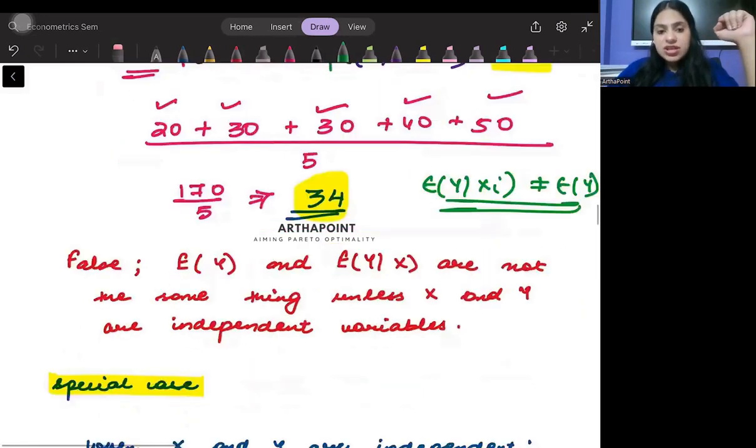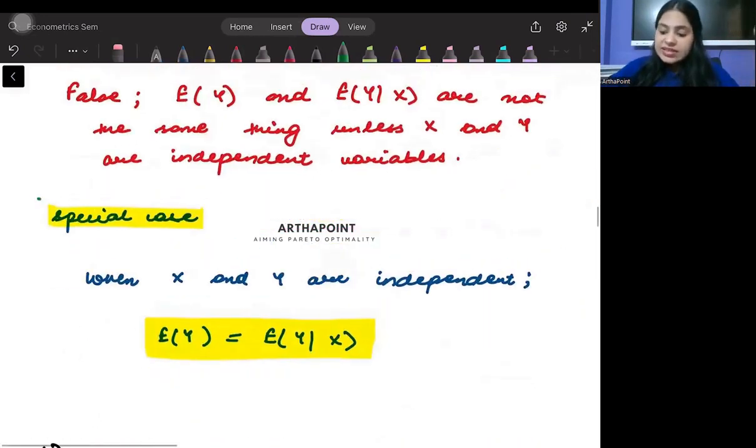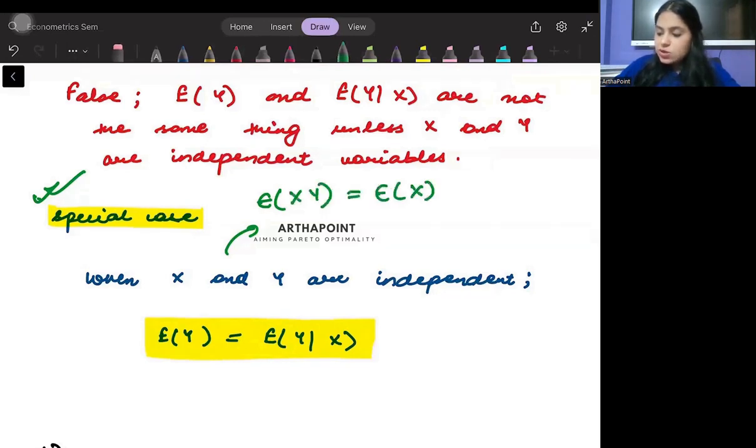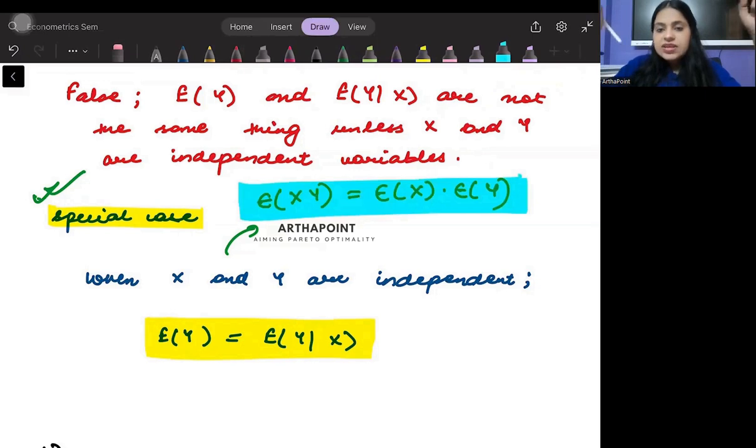Only there is a special case that you need to remember. That special case is when x and y are independent of each other. So when x and y are independent of each other, beta, this is the case where E of xy can be written as E of x into E of y. This is when x and y are called independent of each other, when the intersection is equal to the product. E of xy is equal to E of x into E of y.